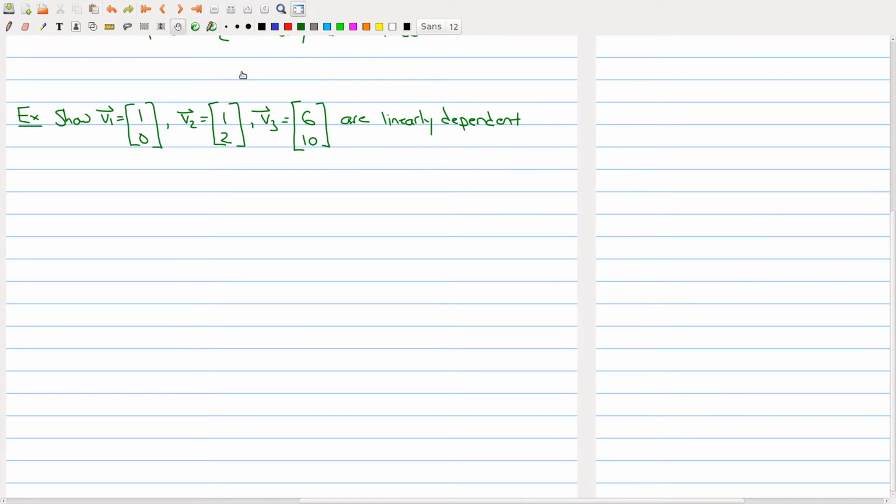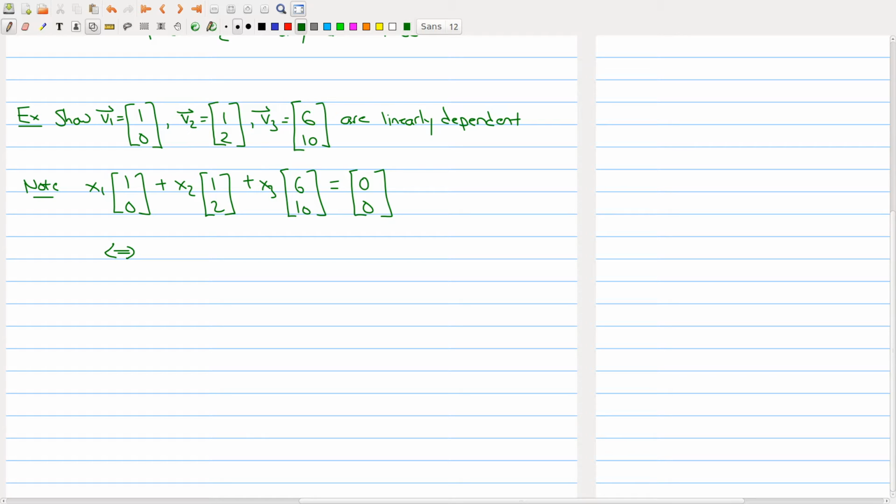Here we have three vectors, (1, 0), (1, 2), and (6, 10), and what I want to do is show that it is linearly dependent. So we want to translate this into something that we already know how to do, which is a system of linear equations. Note that what we're trying to do is solve this equation: x1 times the vector (1, 0) plus x2 times the vector (1, 2) plus x3 times the vector (6, 10). We want to see if we can find x1, x2, x3 so that we get 0, some sort of linear combination to make this true.